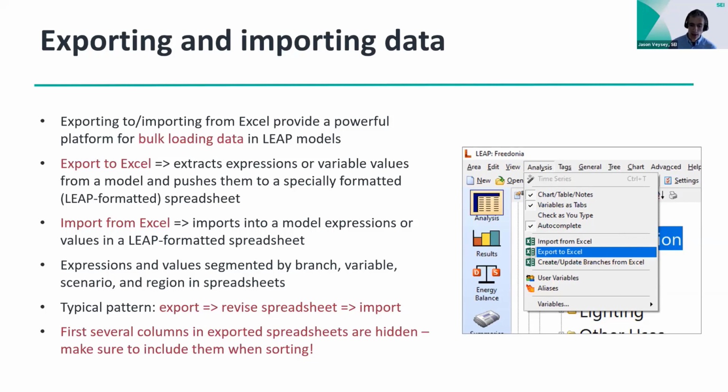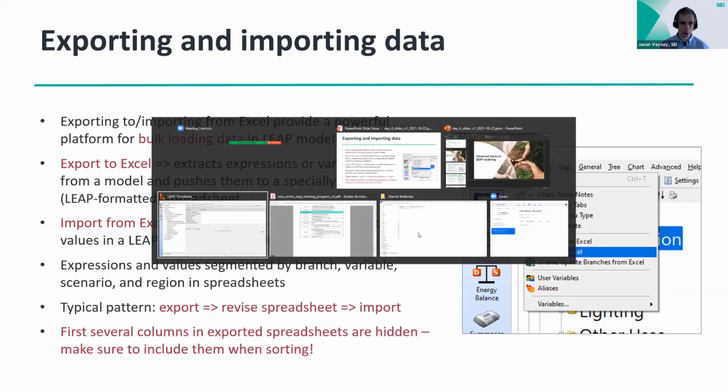You're going to see that the data or the expressions in your spreadsheet are segmented by branch, variable, scenario, and region. And then I've also put in the last bullet here one warning, which is that when you work with a LEAP formatted spreadsheet, by default, LEAP hides some columns that have identifiers for branches, variables, scenarios, and regions. And if you sort the data in your spreadsheet, you should make sure to unhide and sort those columns so that you don't break the correspondence between certain data in the spreadsheet and where LEAP thinks those data should be put. So let's look at a particular example of this.